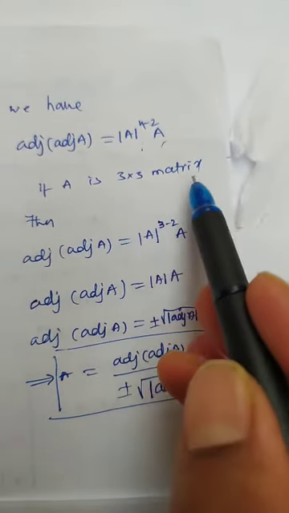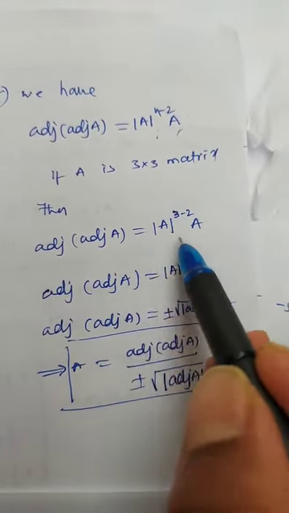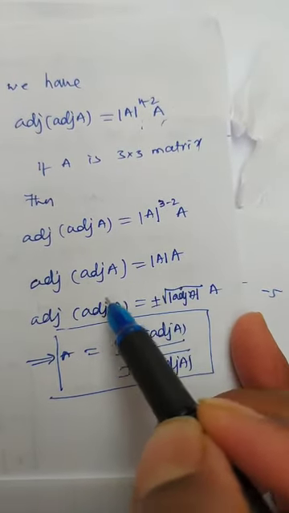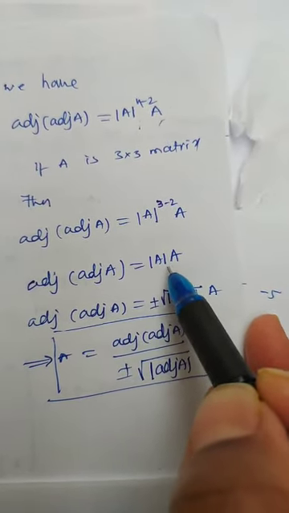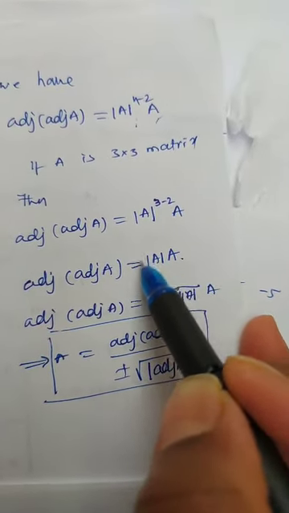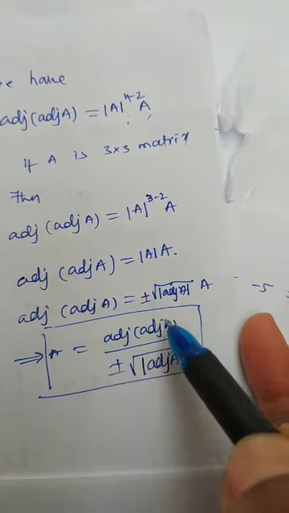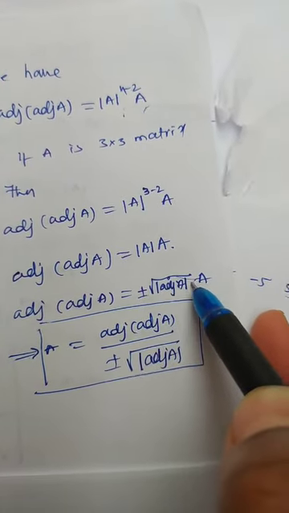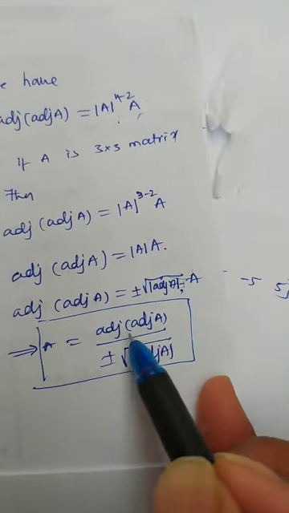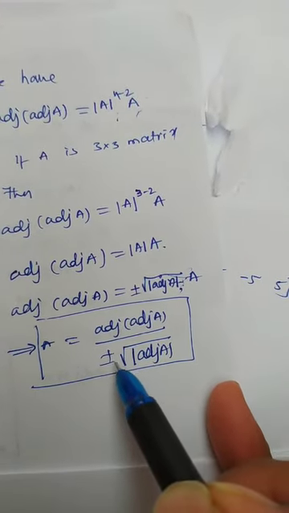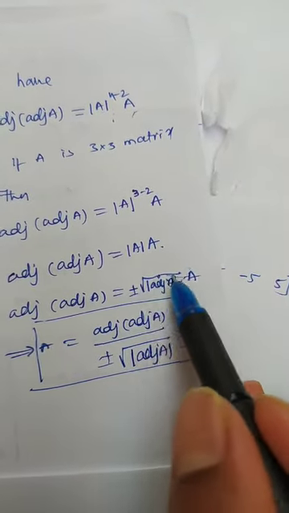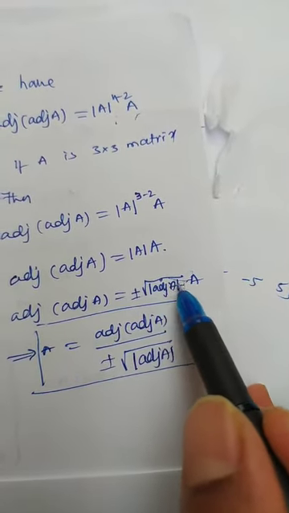So if A is a 3 by 3 matrix, then adjoint of adjoint A becomes det A power 3 minus 2 into A. So you will get adjoint of adjoint A equal to det A into A. Okay, right. Here det A is plus or minus root of mod adjoint A. So A equals adjoint of adjoint A by plus or minus root of mod adjoint A.